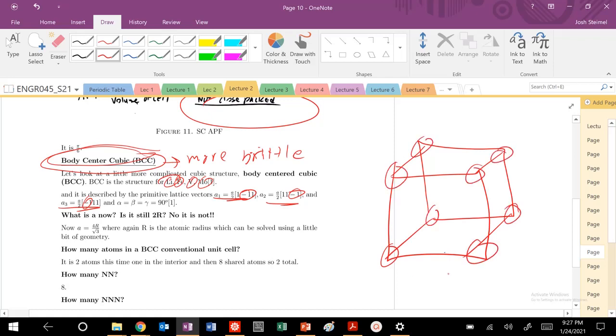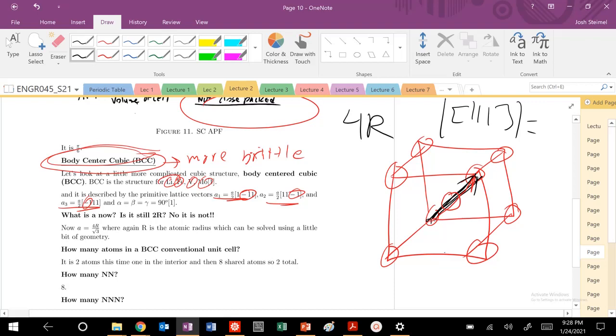So now the nearest neighbor distance across the cell is right here. If I were to draw this direction here, this direction would be the 111 direction. The magnitude of that 111 direction is going to be 4R. That diagonal is 4R. Why is it 4R?